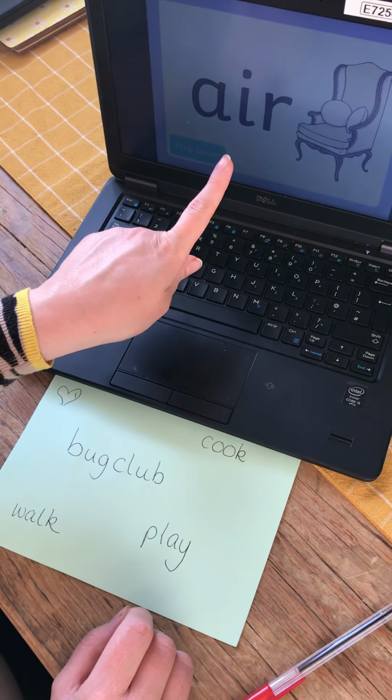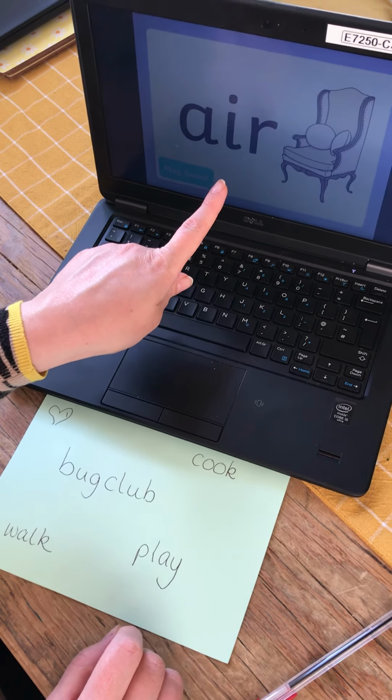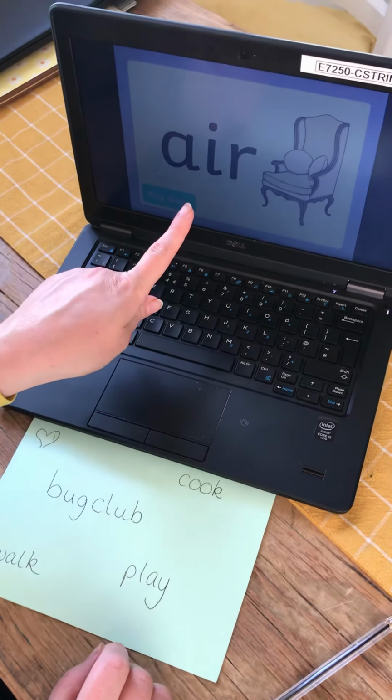I've attached as well to the document a PowerPoint slide from Twinkle with all the phase 3 sounds on, so you can play the sound to the child as well.